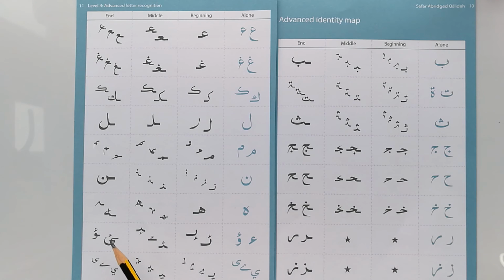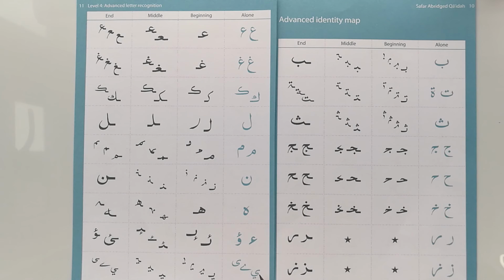And sometimes a ya shape will have a hamza. Again, hamza small but powerful. It overpowers the ya. It's always read hamza. And again there at the end, it's on the waw. That is a hamza.